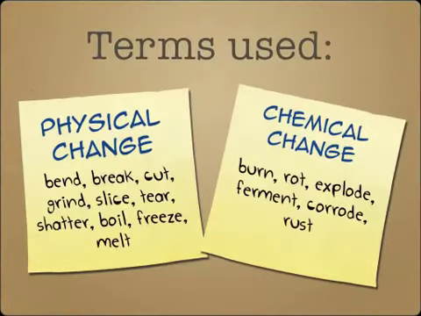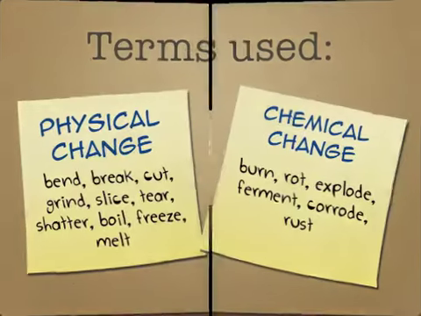If you see words like bend, cut, break, grind, slice, tear, shatter, boil, freeze, melt, those are all physical changes. But chemical changes are very extreme, like burning, rotting, exploding. The change is very extreme. That means it usually won't go backwards. Physical change you can sometimes reverse. Chemical changes are tougher. Ferment, corrode, and rust.